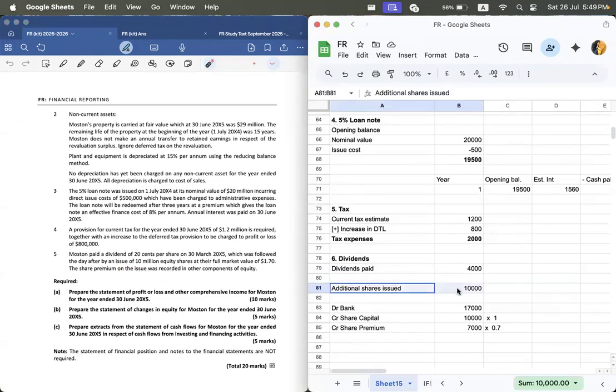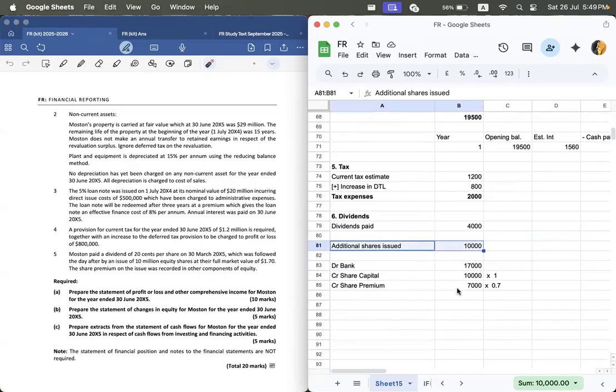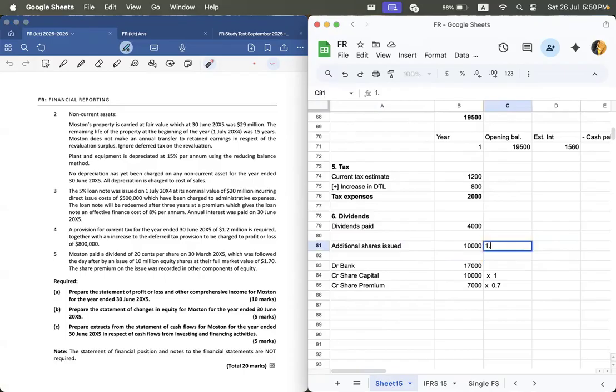So you know the additional shares that they have issued is 10,000, right? But they sold them for $1.7. That means they got 0.7 extra because $1 is the nominal value or the face value. $1 would go to capital and the remaining $0.7 would go to share premium. Understood? See, 1.7, right? Out of 1.7, 1 is the share capital because it is the face value. It is the rule that only the face value should be transferred to capital.